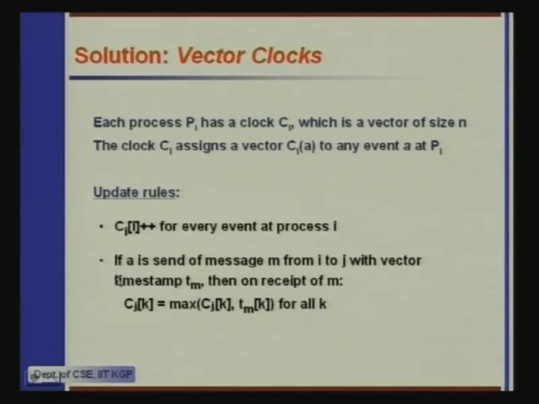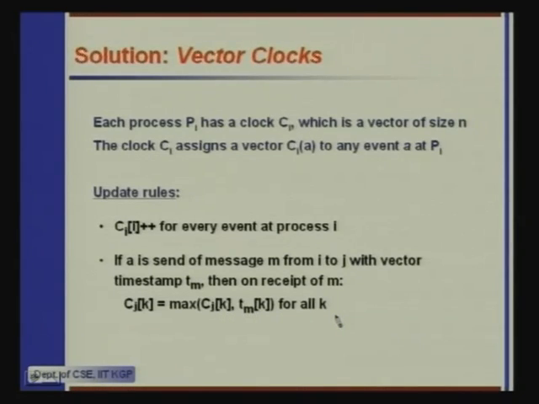N is the number of processes. Okay. If A is a send of message m from Pi to Pj with vector timestamp Tm, then on receipt of m, Cjk is the maximum of Cjk and Tmk for all k.